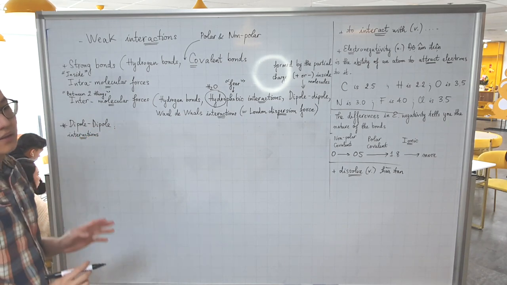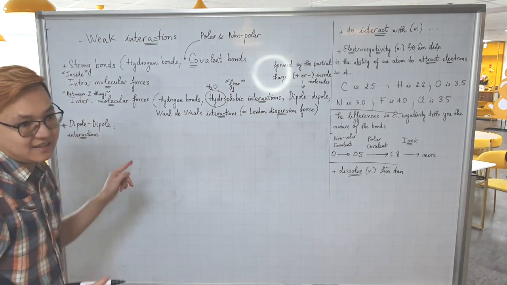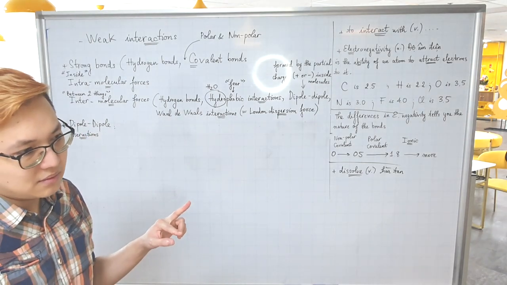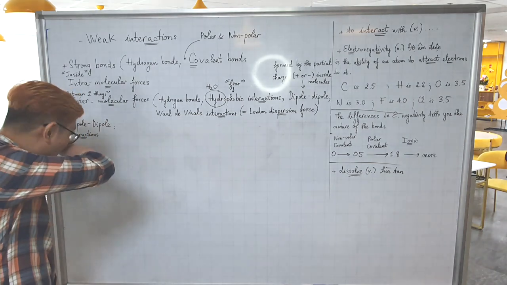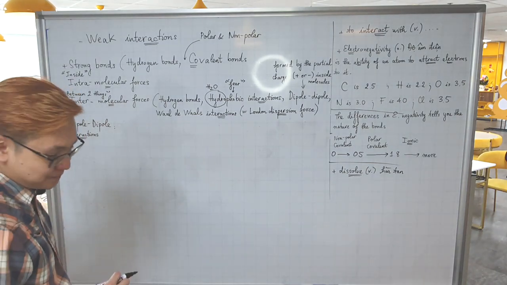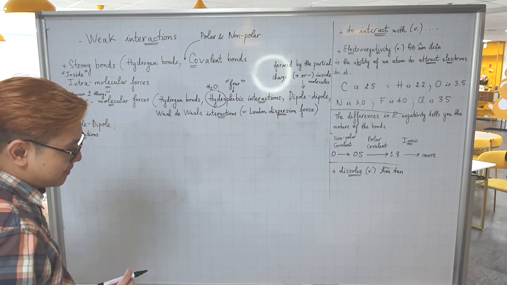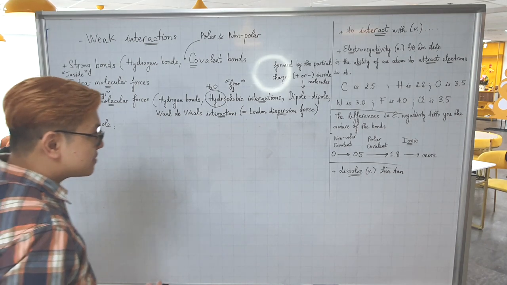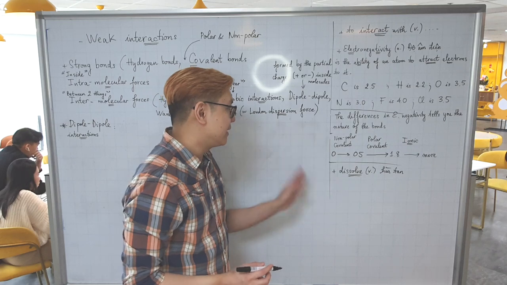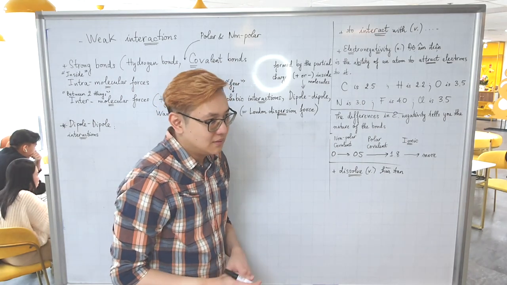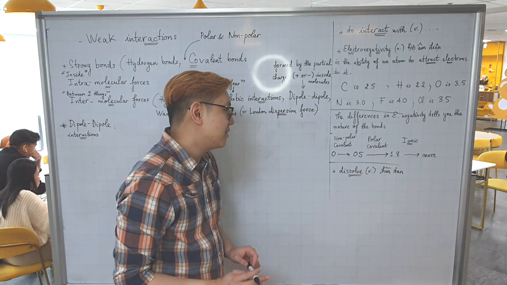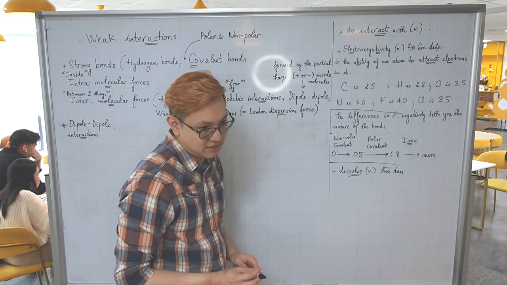Okay. Tại sao nó gọi là dipole, hai cực, lưỡng cực, tương tác lưỡng cực, dipole interactions? Because as you can see, in the same molecules, sometimes you have the differences in electronegativity. Đôi khi trong cùng một phân tử, mình sẽ có cái sự khác biệt về cái độ âm điện.